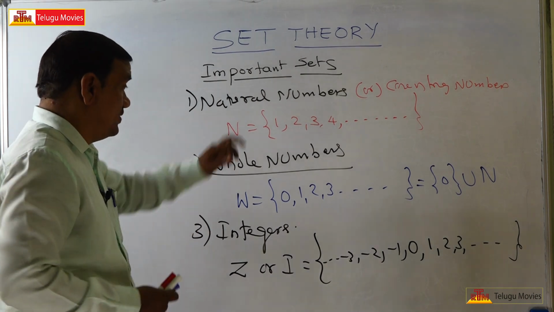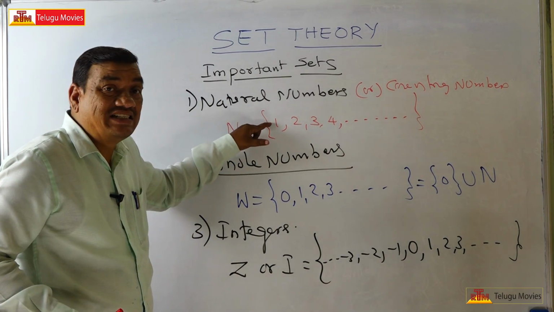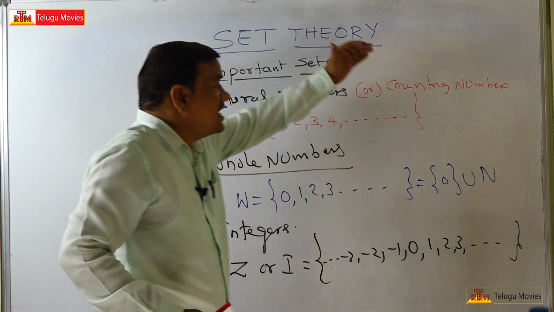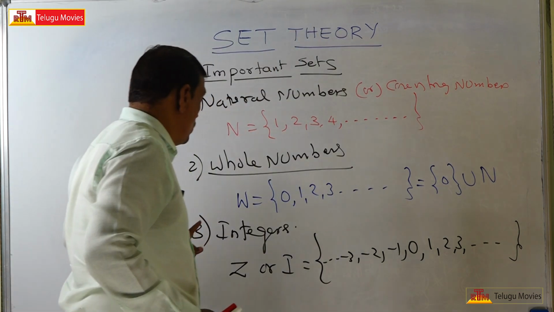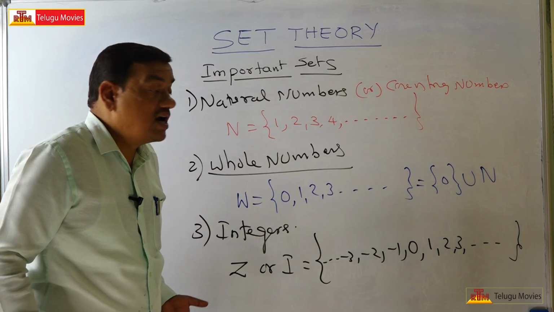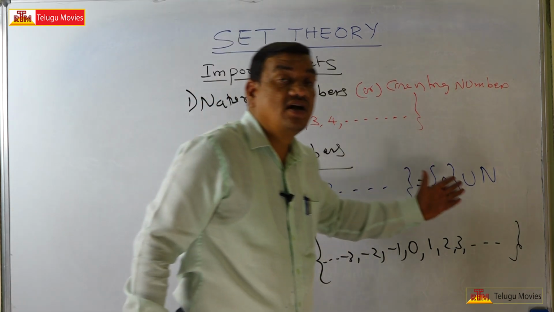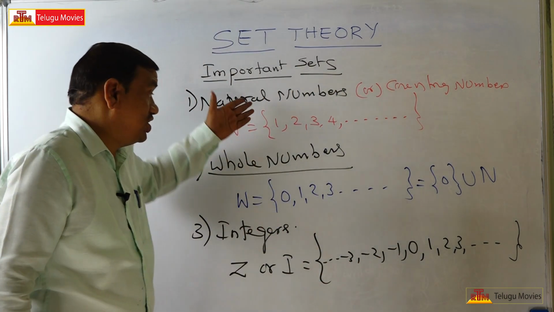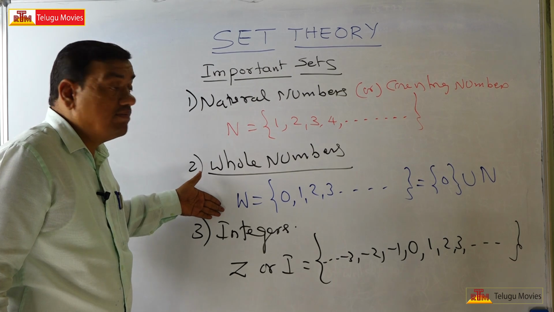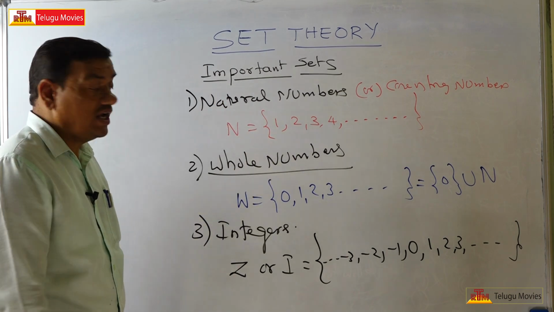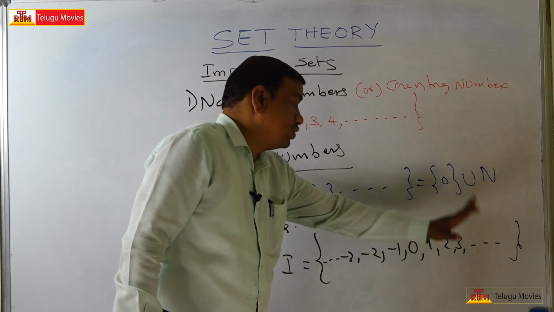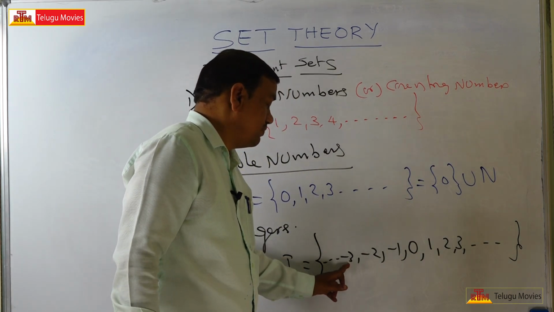For natural numbers and whole numbers, we can say the least element, which is 1 in natural numbers and 0 in whole numbers, but we cannot say the greatest element. For integers, we cannot say the least element and we cannot say the greatest element; in both directions we cannot say. So this is integers: 0, 1, 2, 3, and so on, and -1, -2, -3.